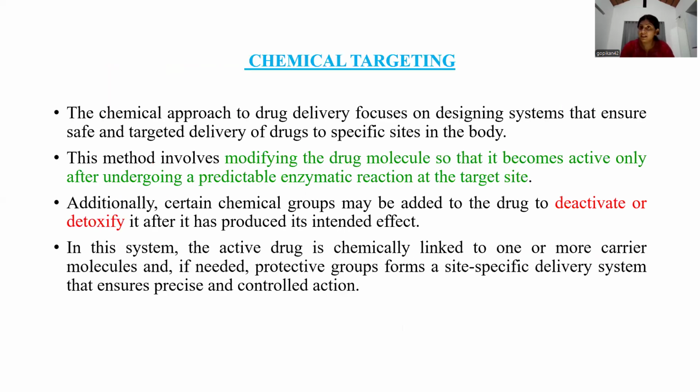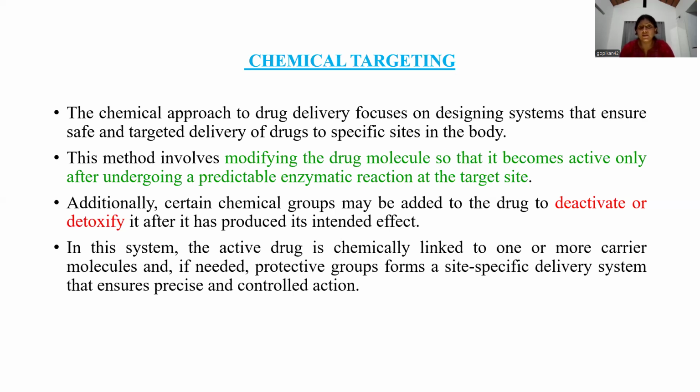Next is the chemical targeting for drug delivery. The chemical approach to drug delivery focuses on designing systems that ensure safe and targeted delivery of drugs to specific sites in the body. And this method involves modifying the drug molecule so that it becomes active only after undergoing a predictable enzymatic reaction at the target site. And additionally, certain chemical groups may be added to the drug in order to deactivate or detoxify it after it has produced its intended effect.